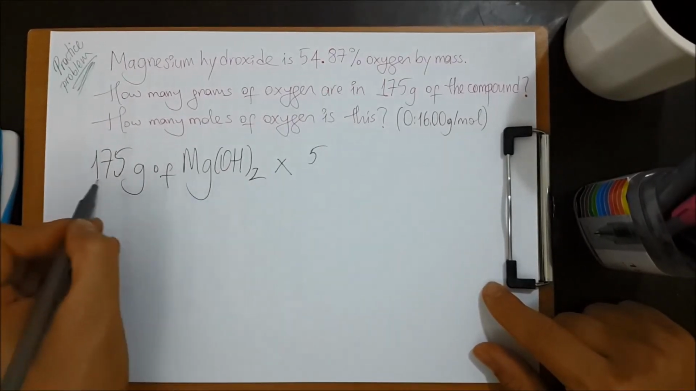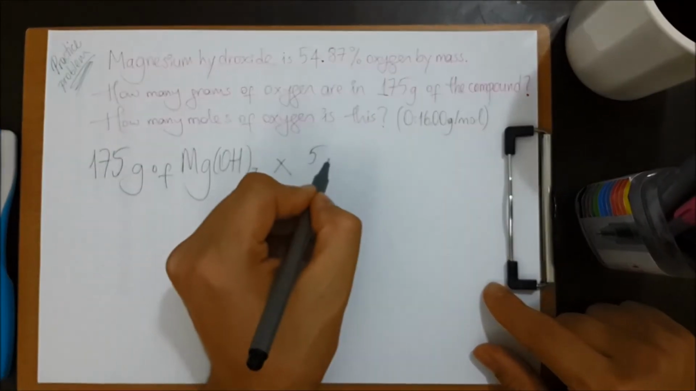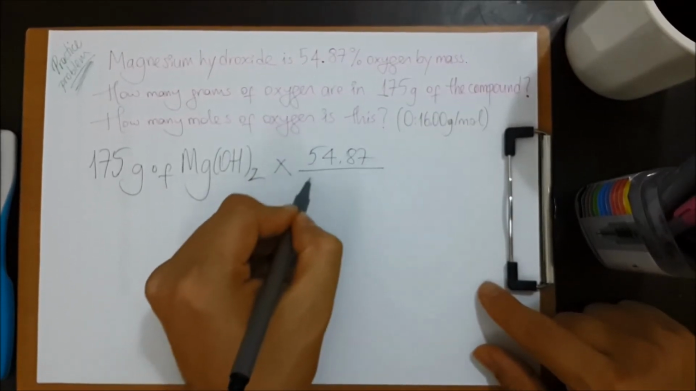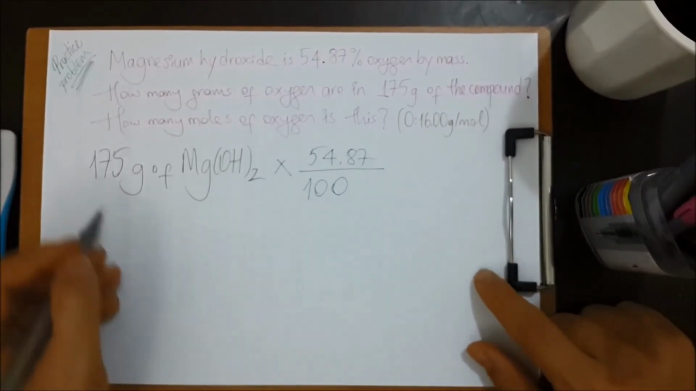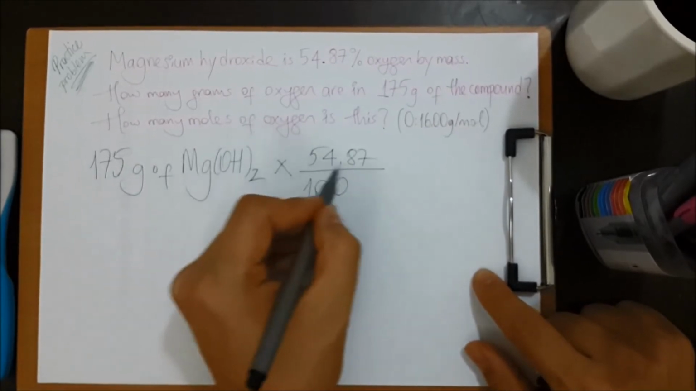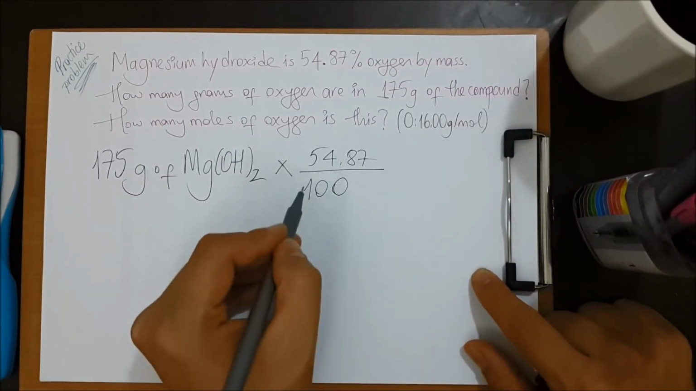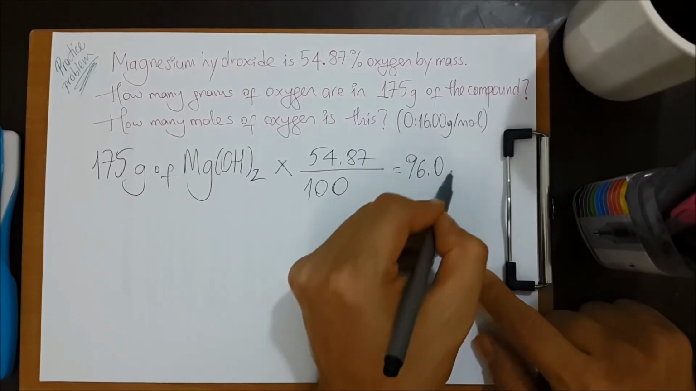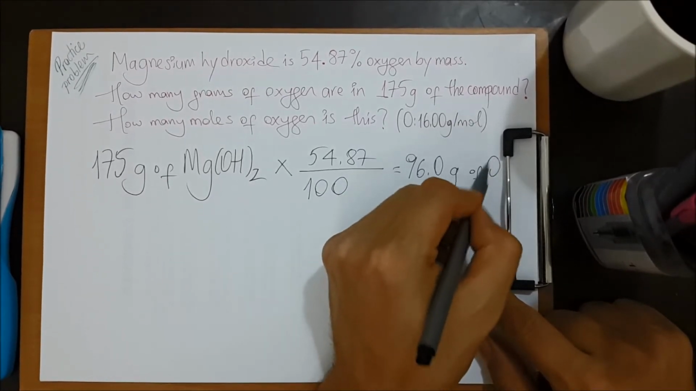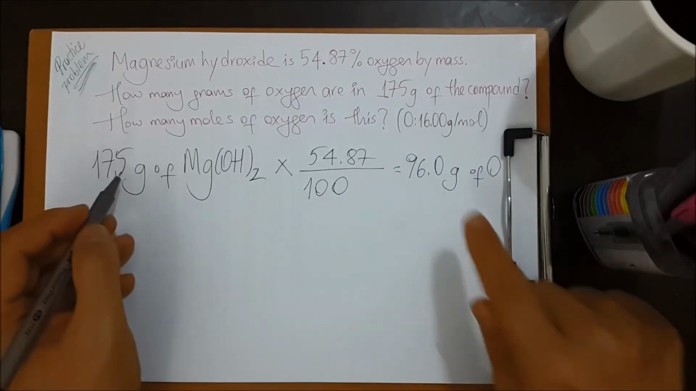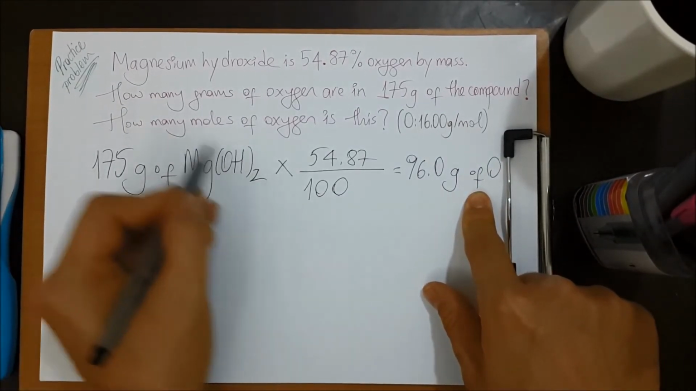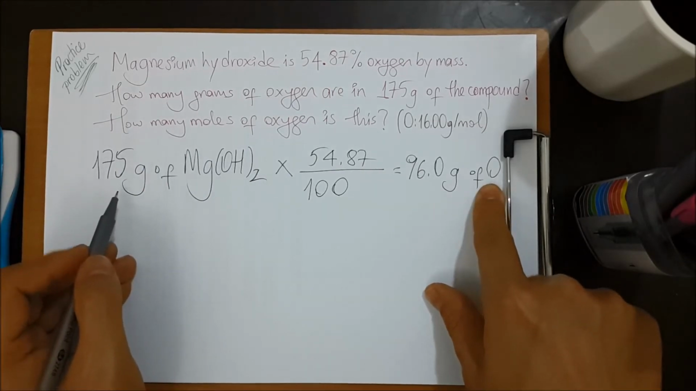So I will multiply the mass of compound by 54.87, then I will divide by 100. 175 times 54.87 over 100 makes 96.0 grams of oxygen. So 96.0 grams of this compound is oxygen.